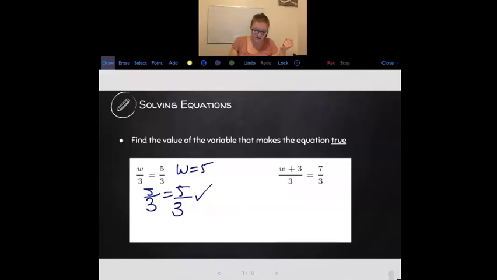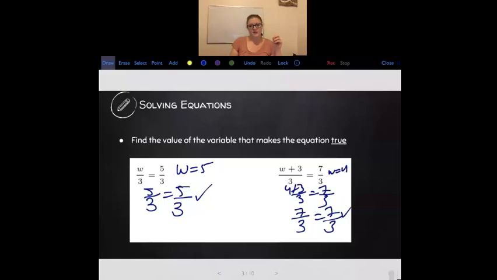Moving to the equation on the right, we have w plus 3 over 3 equals 7 over 3. What does w have to be? w has to be 4, because 4 plus 3 over 3 equals 7 over 3, and 7 over 3 equals 7 over 3, which would make it true.